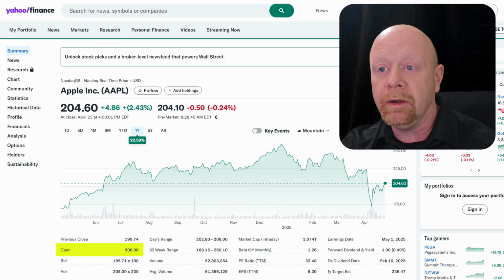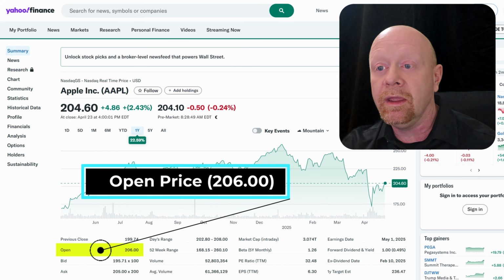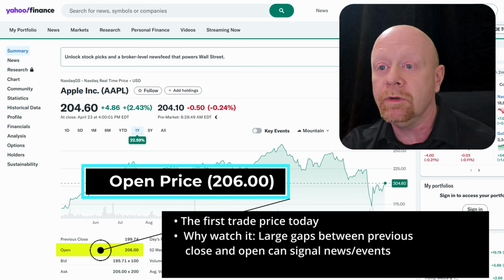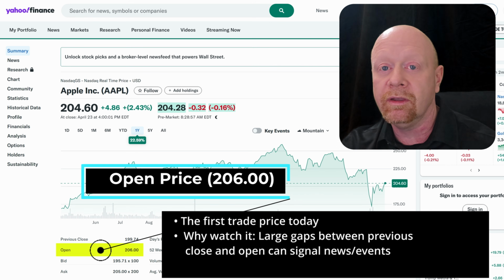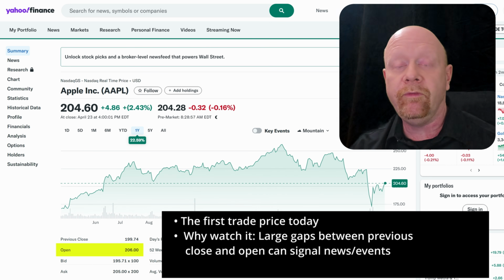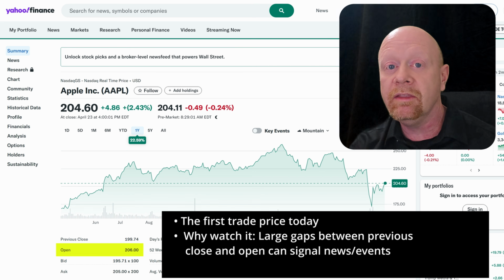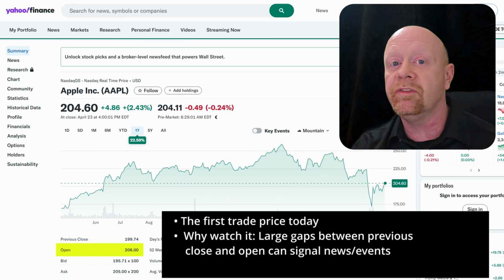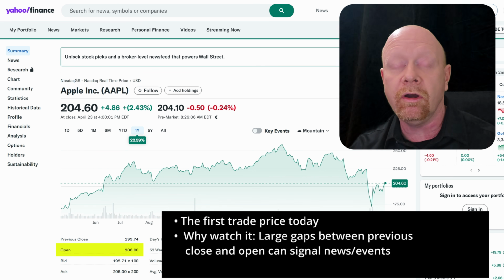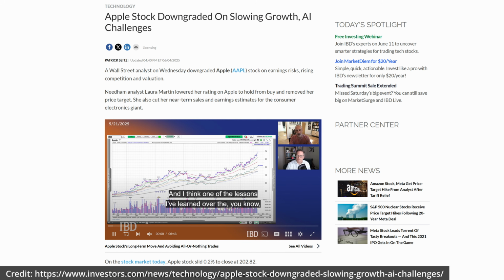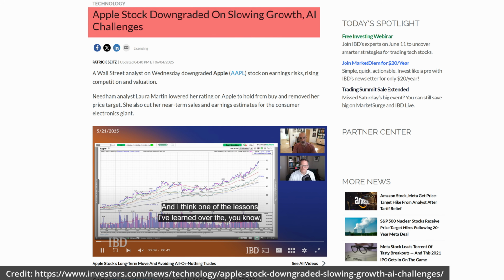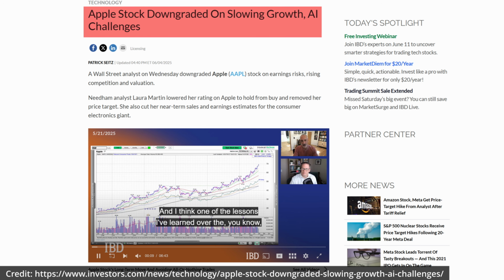Two, the open. That's the first trading price of today, which is $206. Why would you watch this? If it opened higher the next day than it previously closed at, this could signal that there were significant events or news articles that you want to pay attention to or be aware of. Maybe something significant happened with the company.